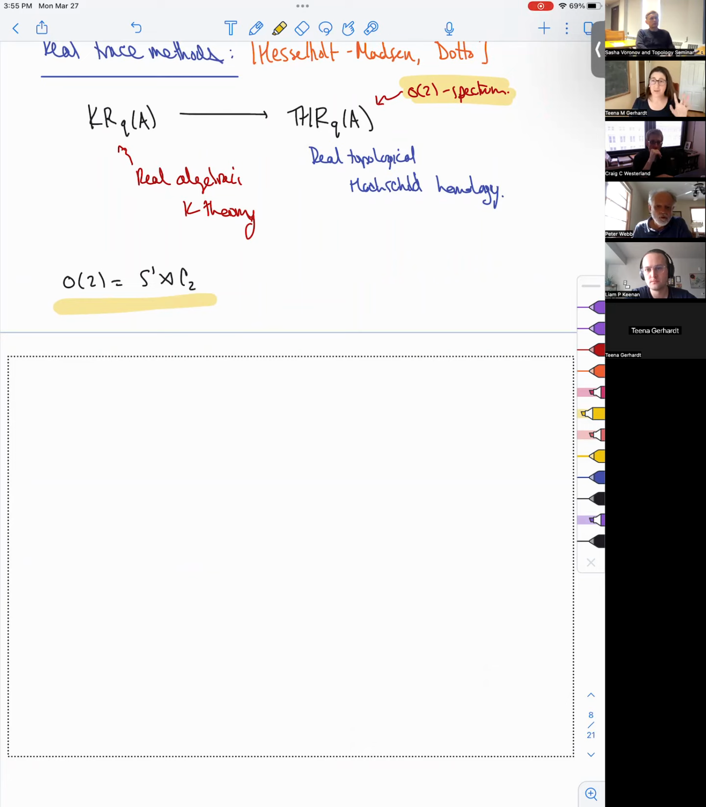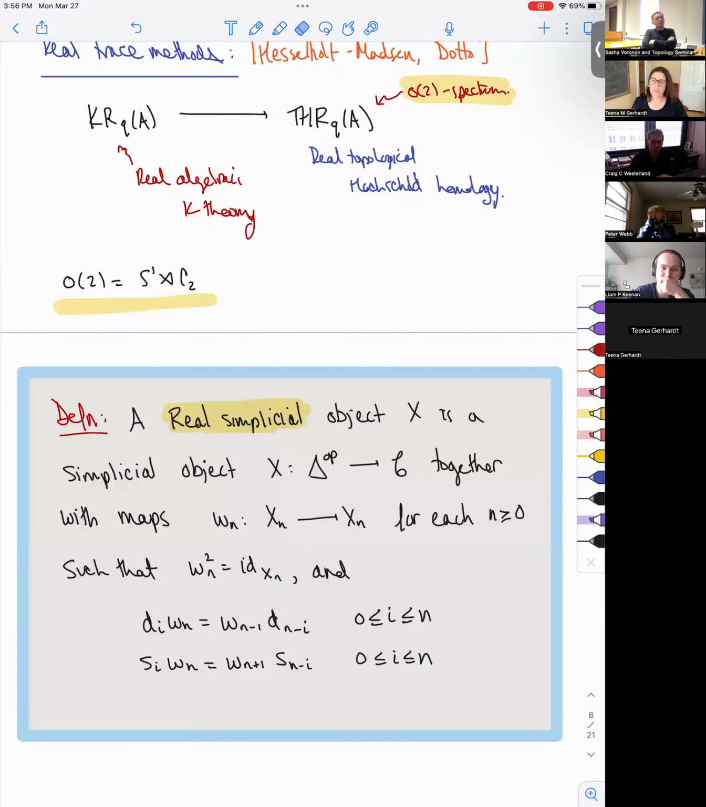We had this cyclic bar construction. So we started by defining a simplicial object. I want to do the same thing here, but I want my simplicial object to somehow incorporate the involution, right? I want to think of this whole theory as adding in an involution to everything. So there is a way to incorporate involutions into simplicial objects. These are often called real simplicial objects.